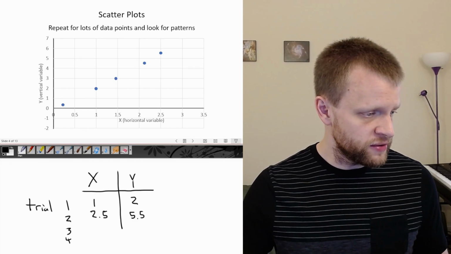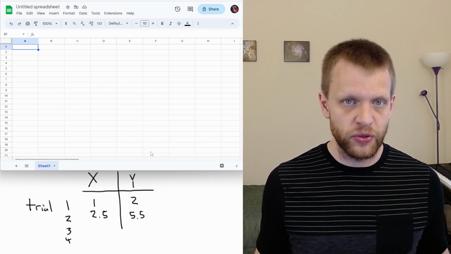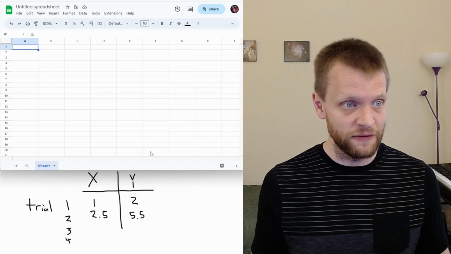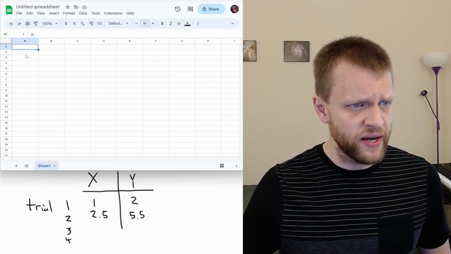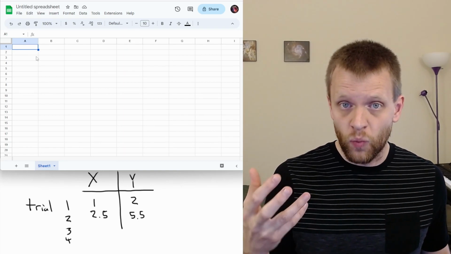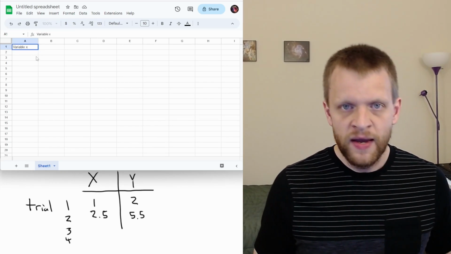Let's try doing an example using Google Sheets. Again, there are lots of programs that we can use for this. Google Sheets is free and widely available, so I thought we'd use this just as an example. So let's say I want to graph this data. Well, first we have to tell Google Sheets what data we're using. So let's call this variable x.